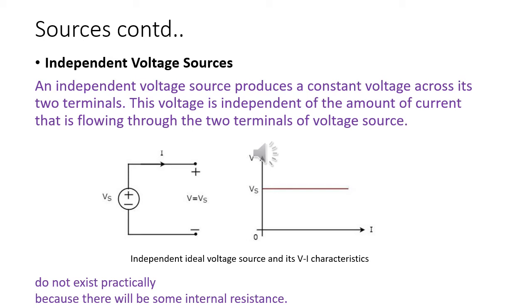But one important point is that this is an ideal case, where the voltage-current characteristic is a straight line horizontal to the current axis, that is the x-axis. This kind of source does not exist practically, because there is some internal series resistance in every voltage source. So this is only an ideal case. Let us look at the practical voltage source.